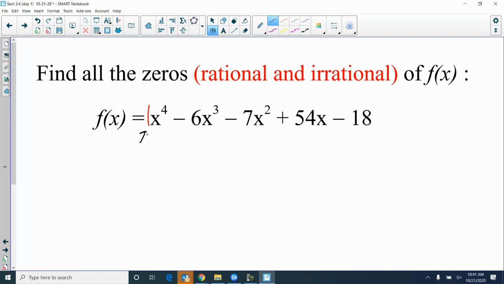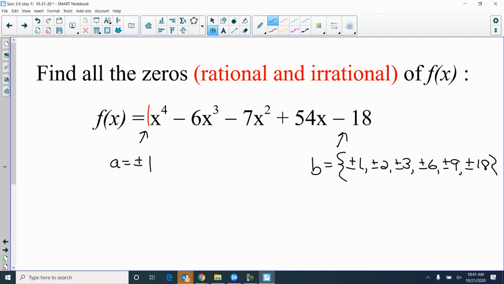Now your A value always divides the coefficient, so the highest degree. So it divides, it's just a 1. So they were both just a 1. So A is plus or minus 1. Now all the divisors of negative 18, it doesn't matter about any of those other numbers, just the first and the last. That's all we really care about. And those divisors are 1, 1 goes into 18, 2, 3, 6, 9, and 18.